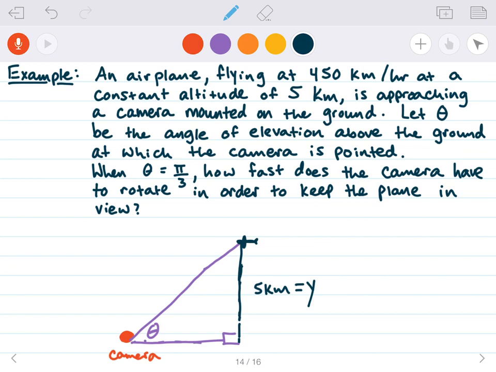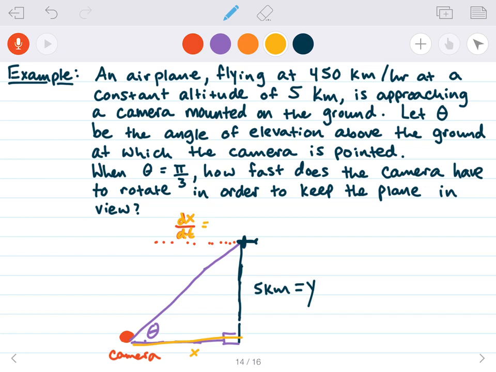Now it tells us that it's flying at 450 kilometers per hour. Now it tells us that the altitude is constant. The height is constant. So that just means it's just driving straight along horizontally. And since it's a horizontal speed, it's going to be dx dt. All right, we'll call this bottom part x. We're not really sure what that is, but yeah.